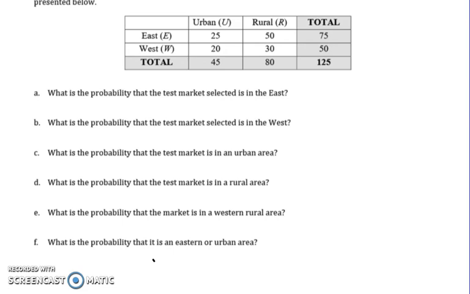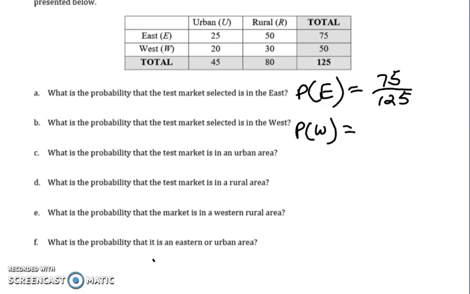So, what is the probability that the test market is selected in the East? We notice that we have a total of 125 and the total for the East specifically is 75. That makes the probability of it being in the East 75 out of 125. The probability that the test market selected is in the West: that total is 50 out of 125.